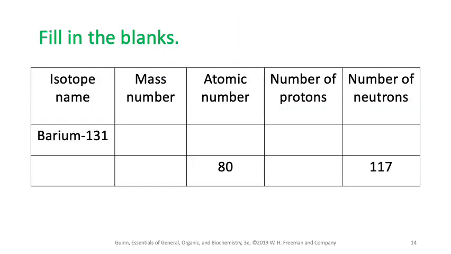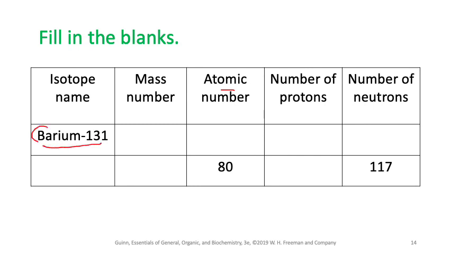So let's take one more example. This is a table given and you have to fill in the blanks over here. The first column says the isotope name, the second one is the mass number, the third one is the atomic number, the fourth is the number of protons, and the fifth one is the number of neutrons. You have to fill it out accordingly for the element given, and if the isotope name is not given, you have to figure it out. So let's start with the first, barium 131.